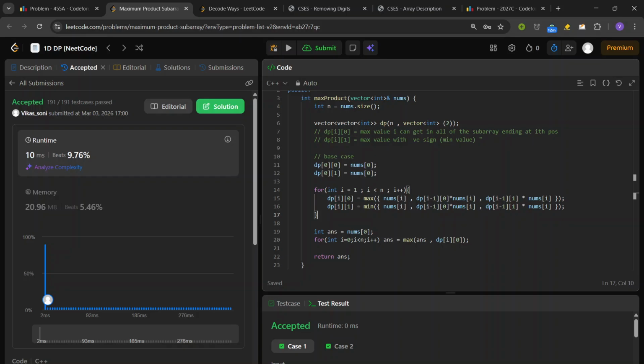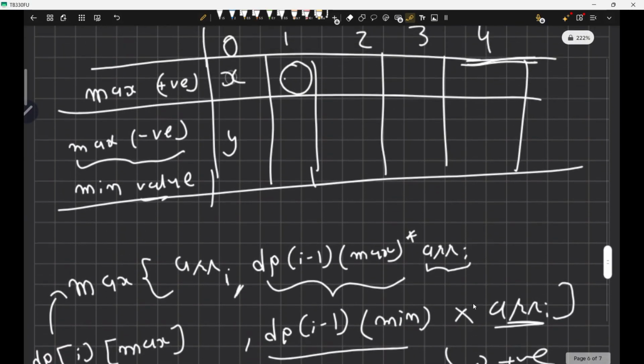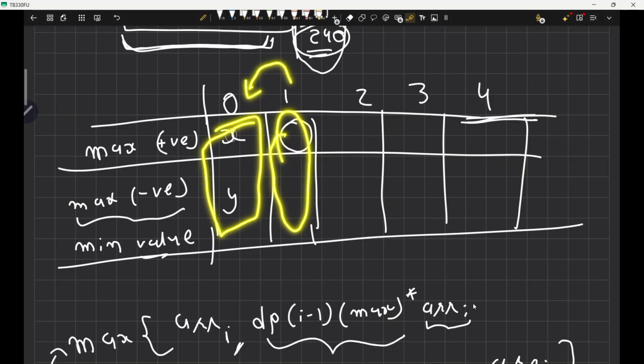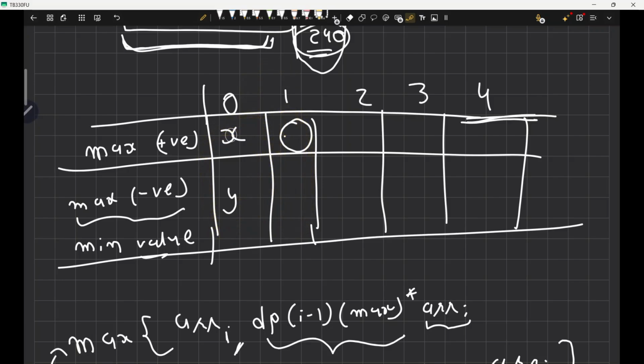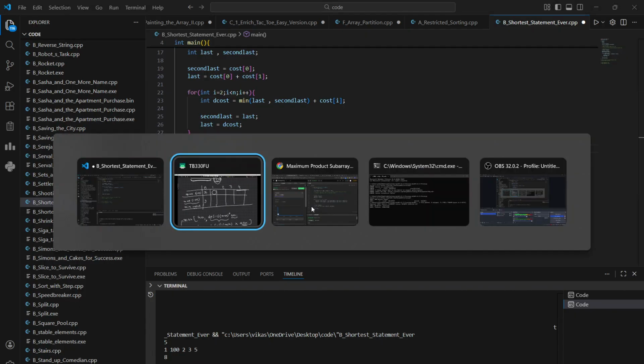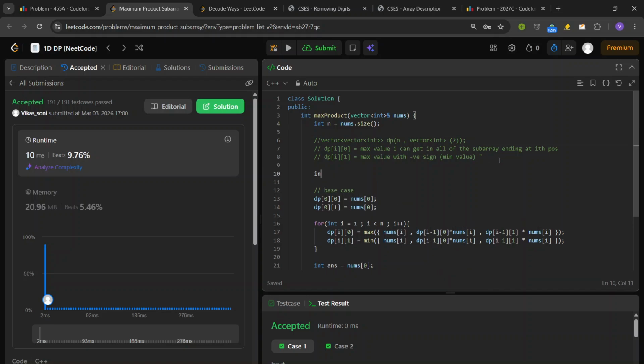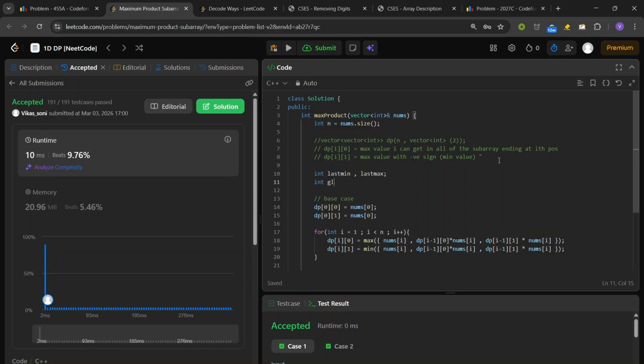This is again very easy, because for storing the value of each state, I only need the values of the last two numbers, and that's it. So I can just have that very easily, and I can count this again easily. So instead of this dp, what I can have is, let's say, int last min and last max, and let's say global or just answer.